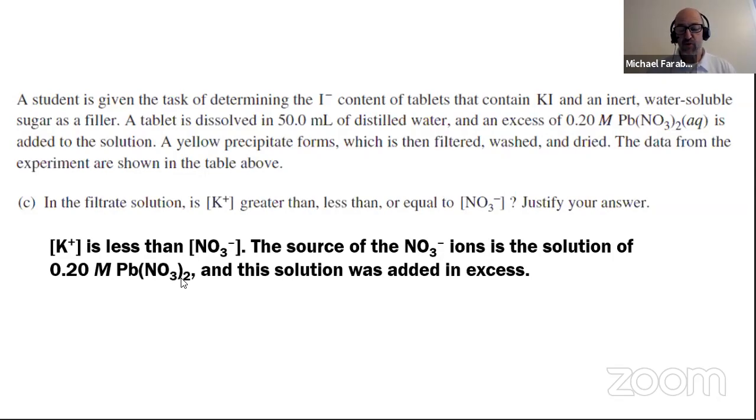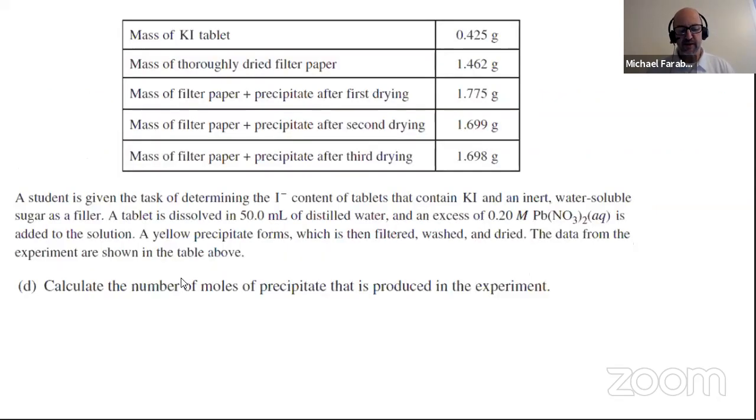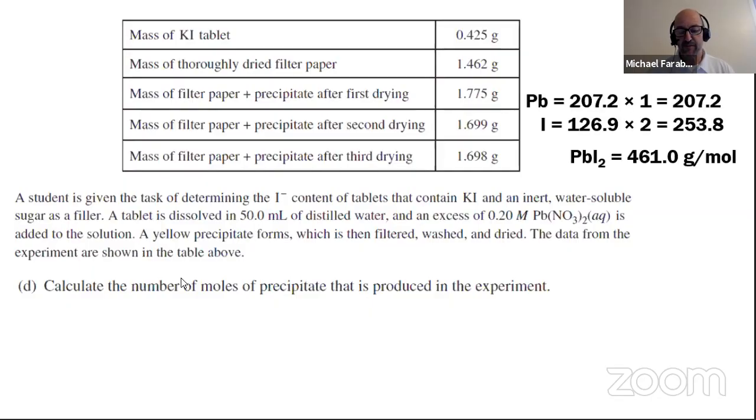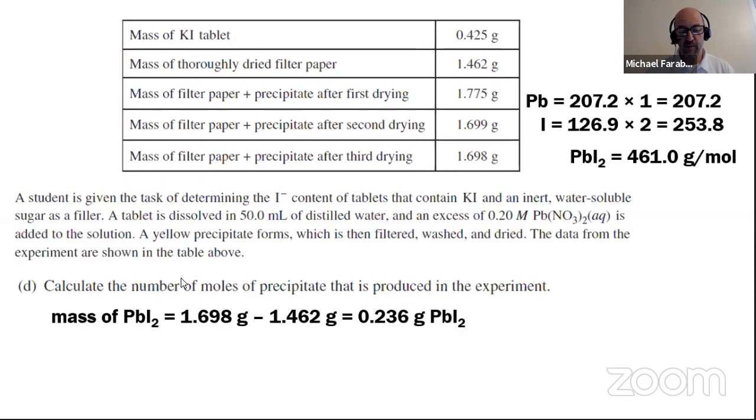All right, now time to look at your periodic table, because in part D, we have to calculate the number of moles of the precipitate that is produced in this experiment. On your periodic table, you can find lead, which is Pb, and it has a molar mass of 207.2. The molar mass of iodine is 126.9, and we have two of them in the formula of the precipitate, which is lead iodide. PbI2 has a molar mass of 461.0 grams per mole.